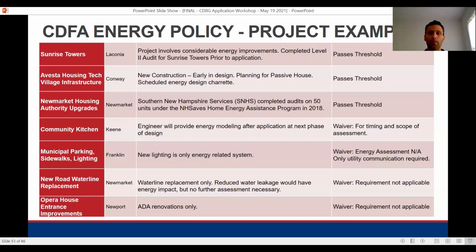not applicable. And then lastly, the same thing for ADA renovations in Newport, where there was a waiver because the requirement was not applicable. The ADA renovations weren't touching an energy system like the building envelope.